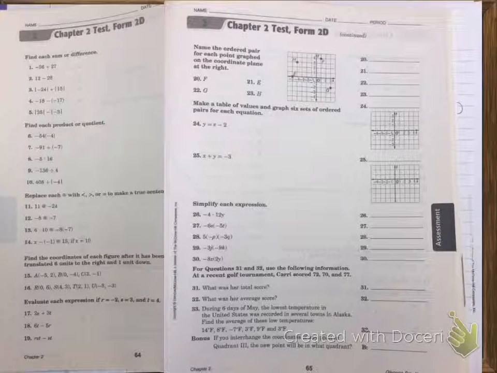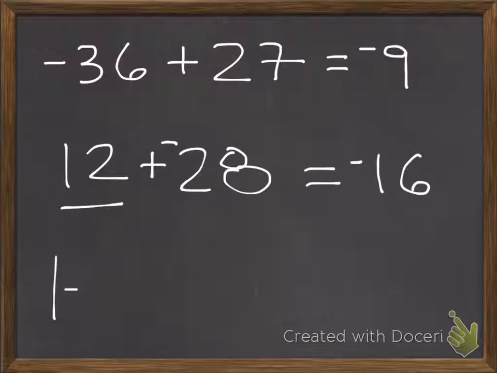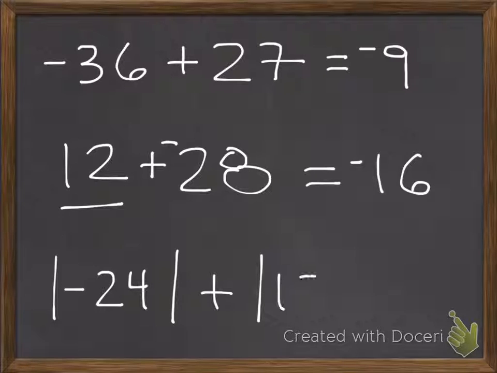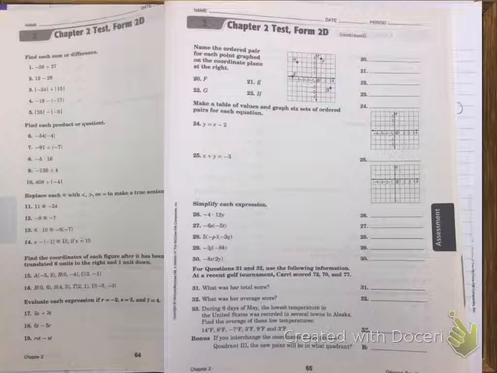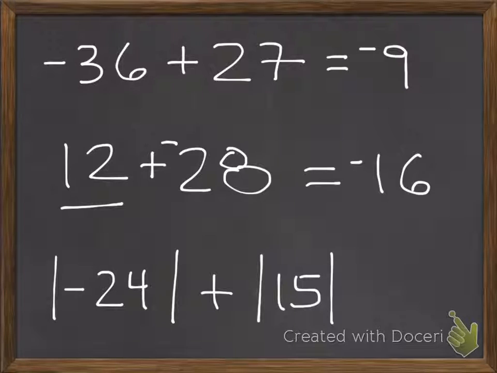Then we have the absolute value of negative 24 plus the absolute value of 15. And absolute value is always positive since it measures how far that number is from 0. So the absolute value of negative 24 is positive 24. The absolute value of 15 is 15. So we're really adding 24 plus 15, which gives us 39.